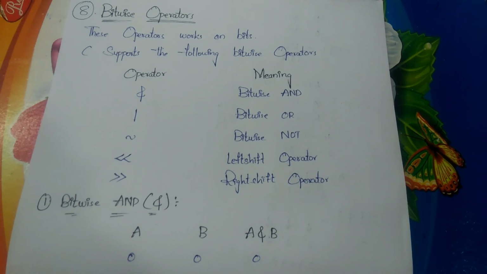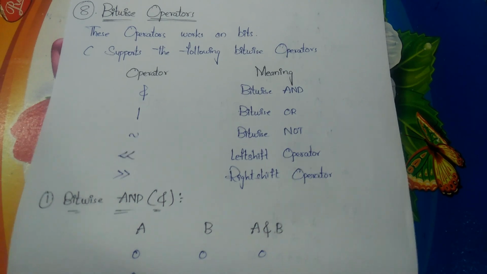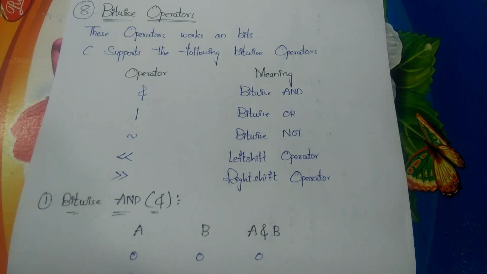These bitwise operators work on the bits, whereas the logical operators return either 0 or 1. So the difference between the logical operators and the bitwise operators is that logical operators return either 0 or 1, but bitwise operators can return any other value, but they work on the bits, nothing but the 0 and 1.